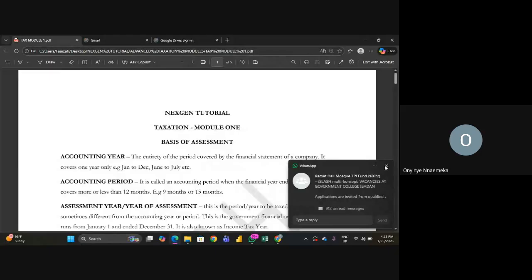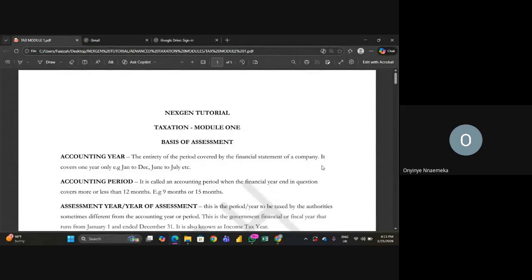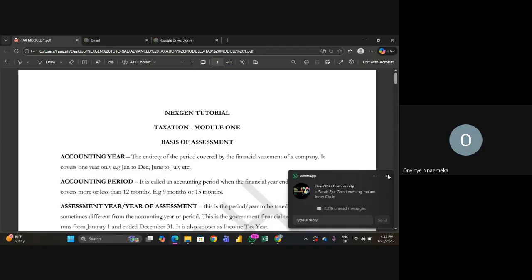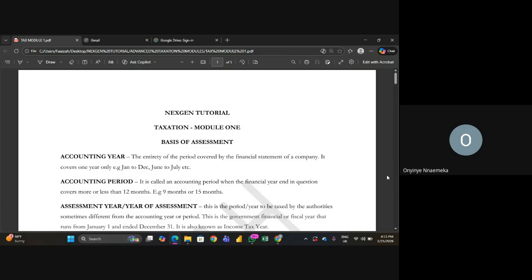Okay, so now talking about accounting year. Accounting year is just the period that the financial statement of a particular company covers. It can cover from January to December, from April to May, and so on and so forth, right? The accounting period is the same thing as accounting year, but in the case of a period, the time frame is either more than 12 months or less than 12 months. So the time frame differs, unlike a year, which is actually 12 months.